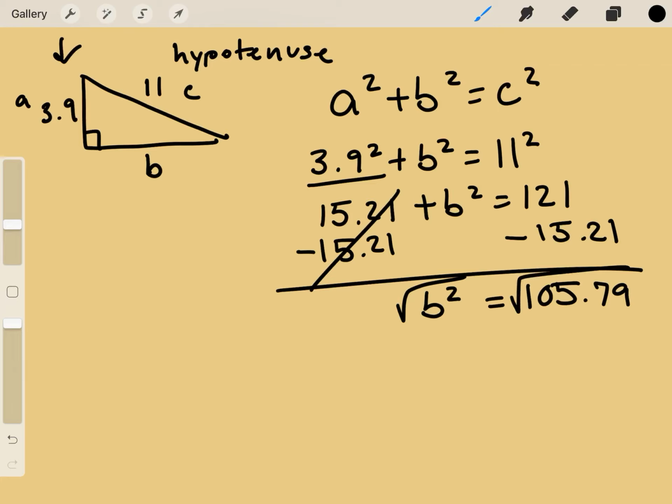Then to get B all by itself, we'll take the square root of both sides. B will be isolated and we'll have the square root of 105.79. This definitely can't be simplified any further. It's a decimal as is, so we're just going to keep it as that. Or if you would like, you can find its estimated value. So B is estimated at its decimal form of 10.29.